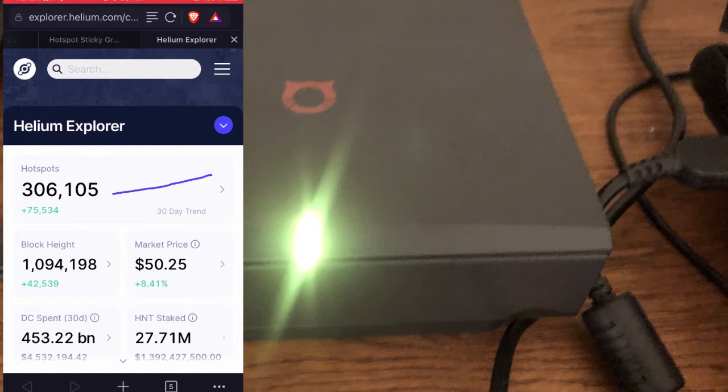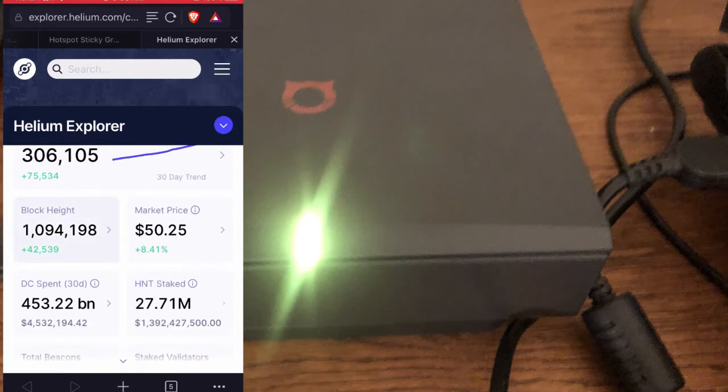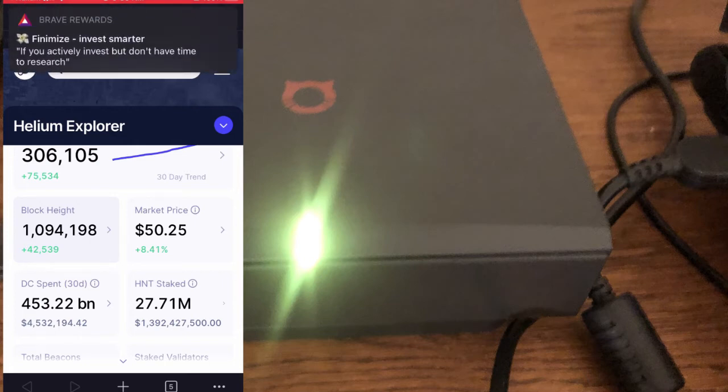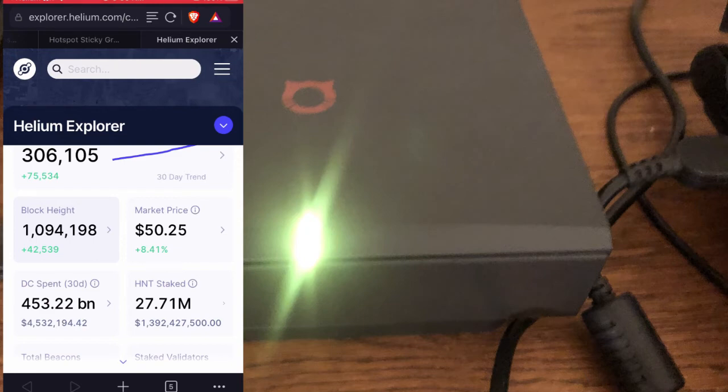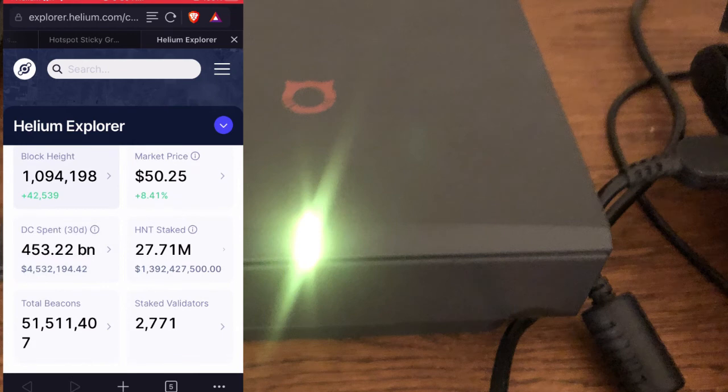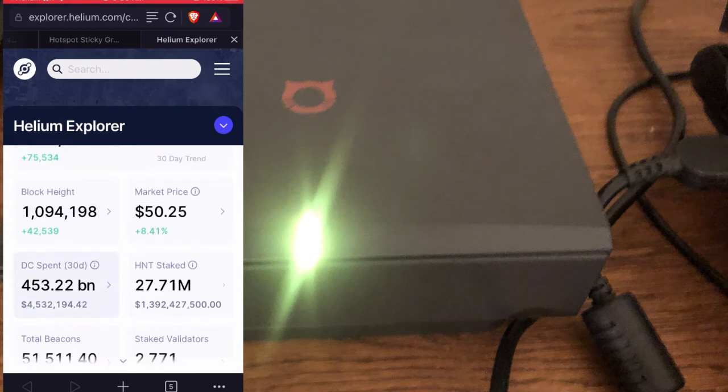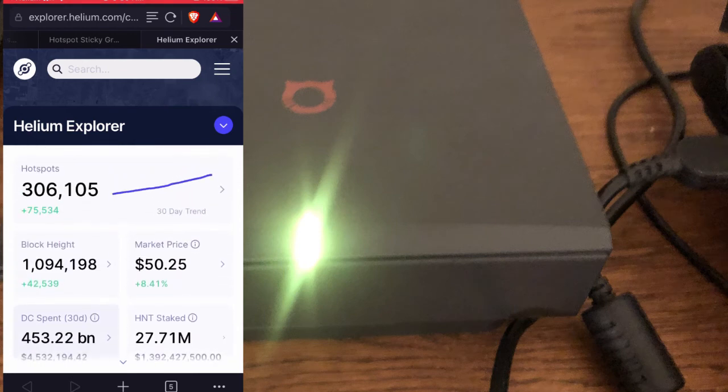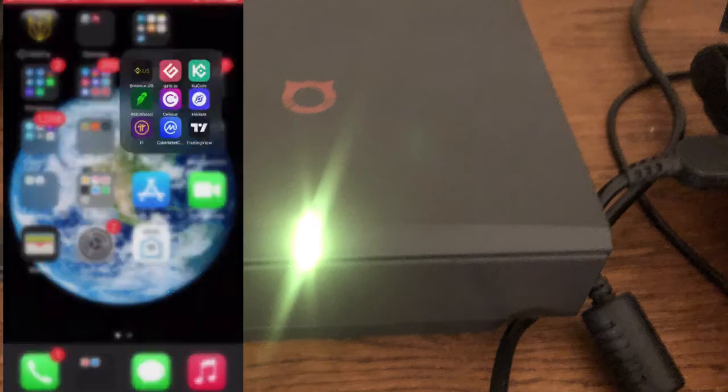As you can see, one Helium is currently $50.25. When I first ordered, it was around $14 to $15, between $12 to $15 actually. It doesn't tell you how big the market cap of HNT is, but we could go check out coinmarketcap.com right now, so you can see. So HNT is in the top 100.